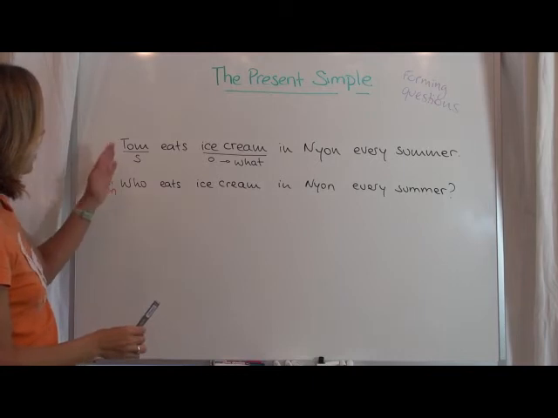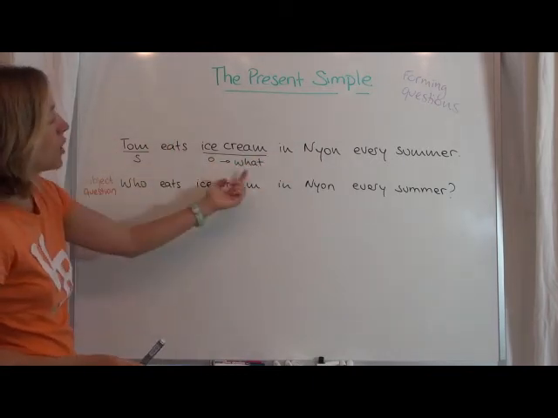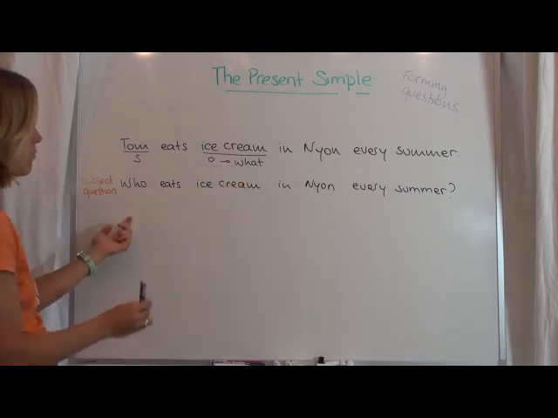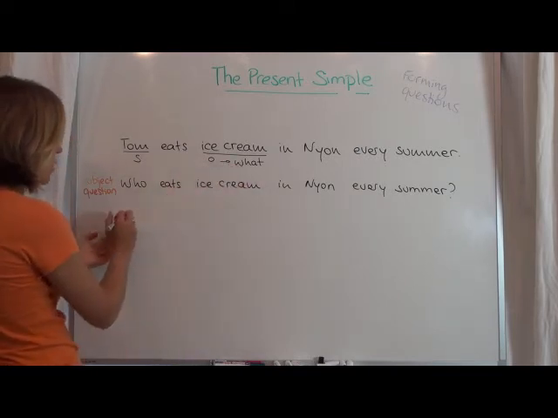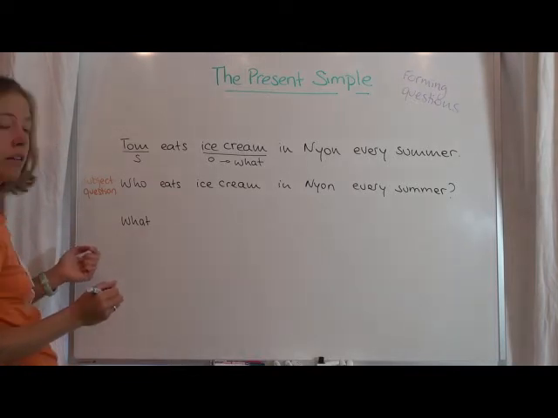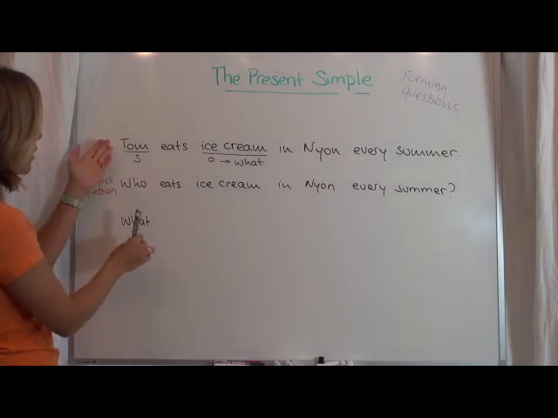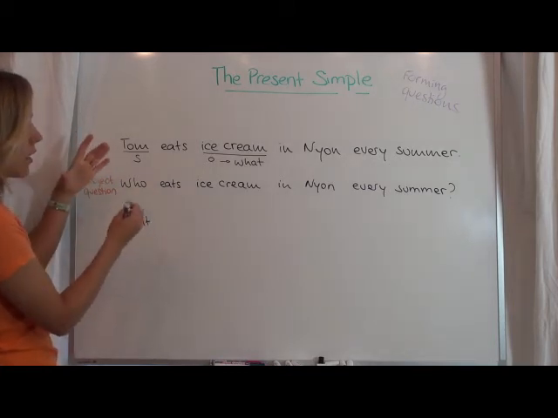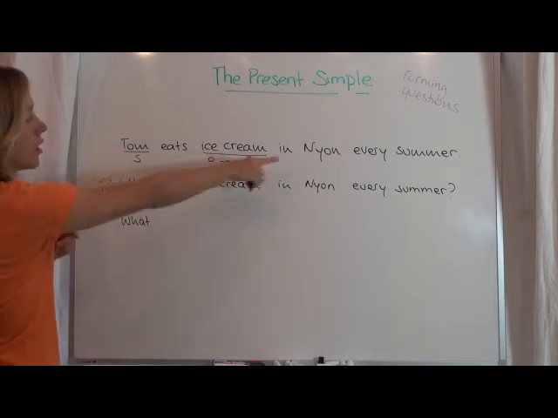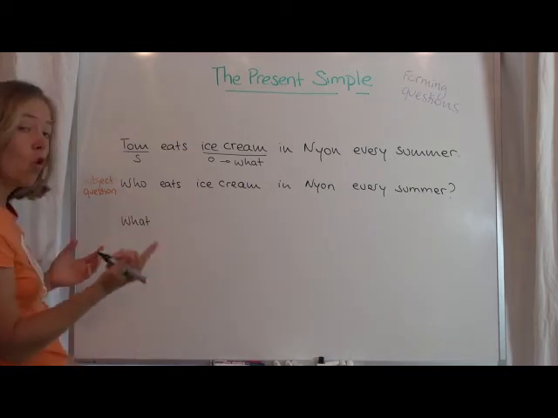So now here we have: Tom eats what in Nyon every summer. This is not a question. We have to put that WH word at the beginning. So we'll start off with that what. What? And then, as I explained, in a question, you always have to have something before the subject, a verbal element before the subject, so you cannot say what Tom eats in Nyon every summer. No, you have to add either do or does.